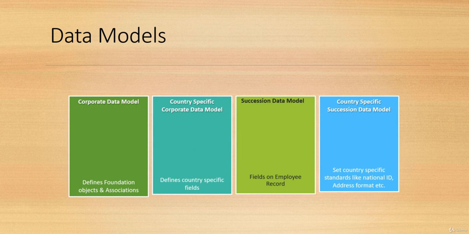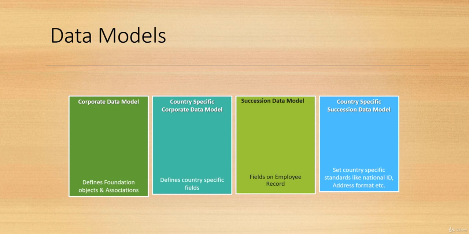Now let's look at the data models. There are four data models which are used in Employee Central. The first is the corporate data model. The corporate data model basically defines foundation objects and their associations. We have seen all the foundation objects till now, and we have seen their different associations. So some of those are defined in the corporate data model.